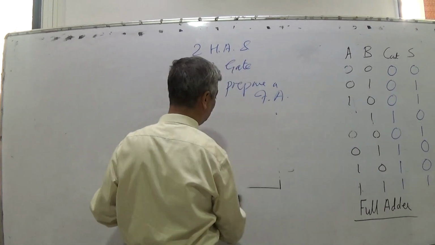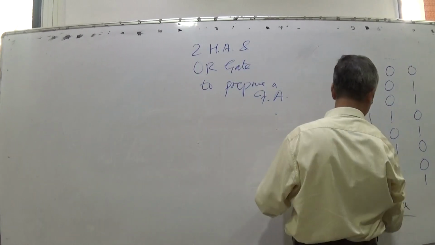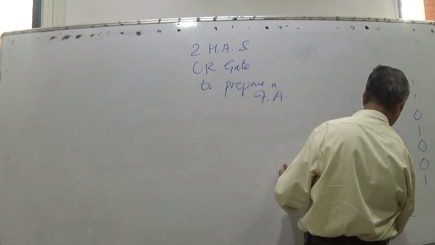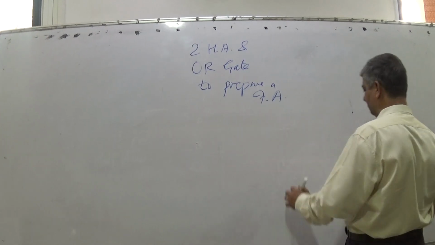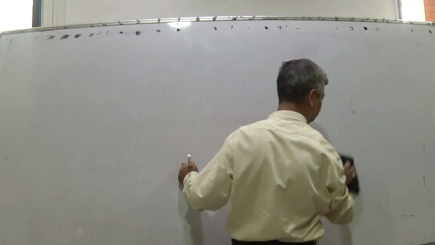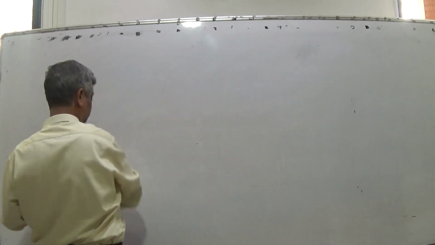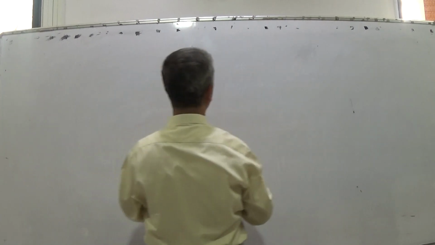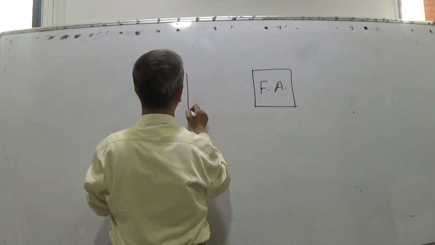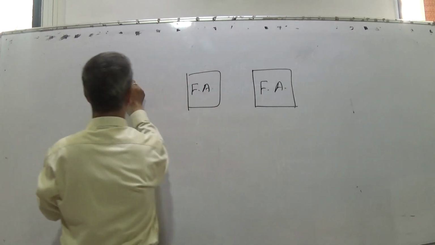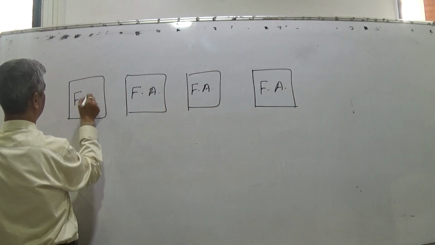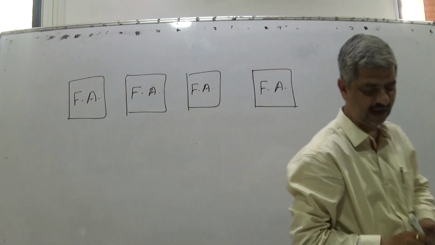Now, if I want to prepare a 4-bit adder, how can I do that? That is quite simple. I take a full adder, I take the next full adder, the next full adder, the next full adder. I have got 4 full adders.